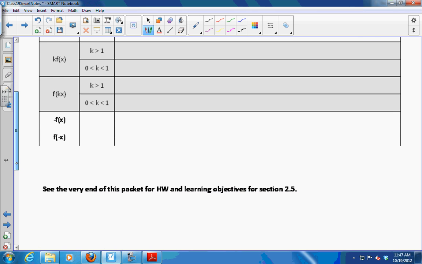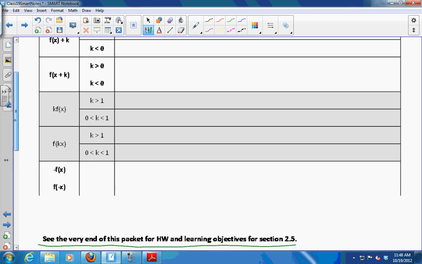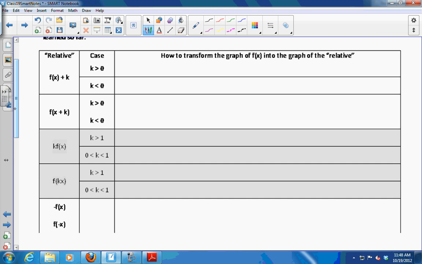immediate homework. Okay. The very end of your packet has homework for section 2.5. But there's so much more to cover. You can probably go in and you might be able to do a few of the problems, but you might want to wait until after next class to make a really serious attempt. Okay, so, but what you should do for homework is fill out this chart of rules.